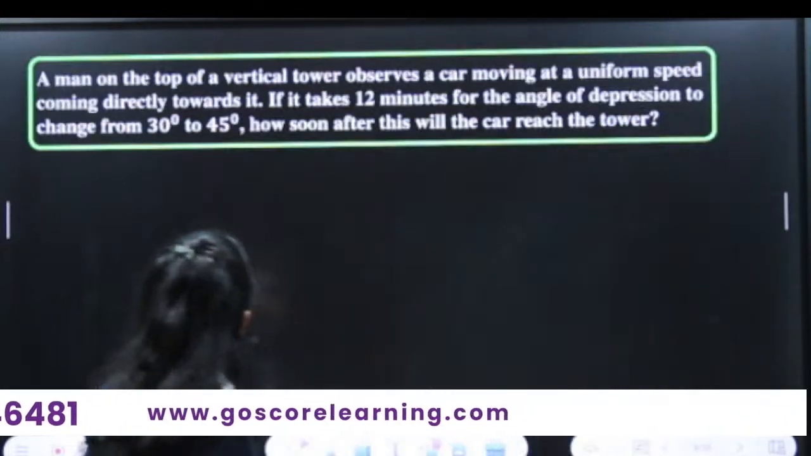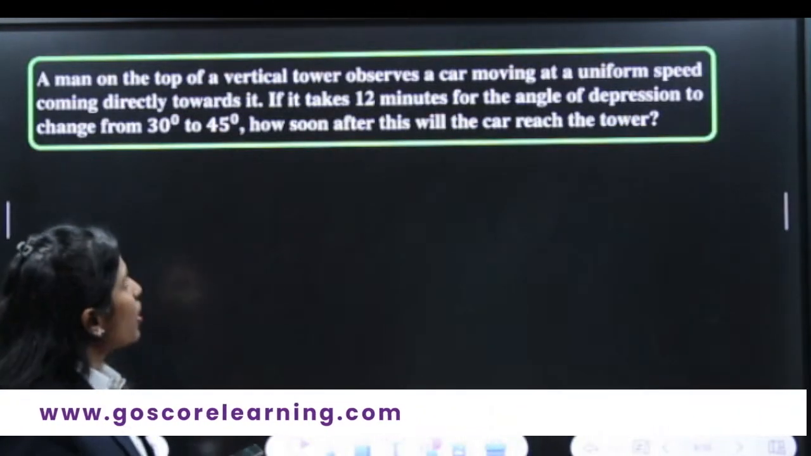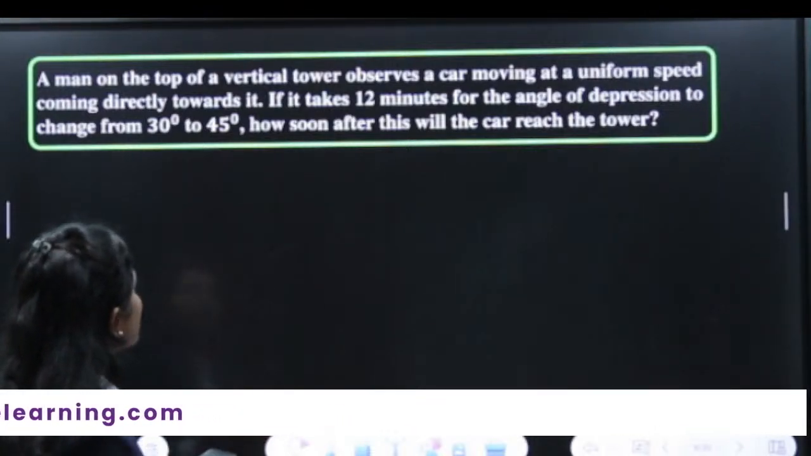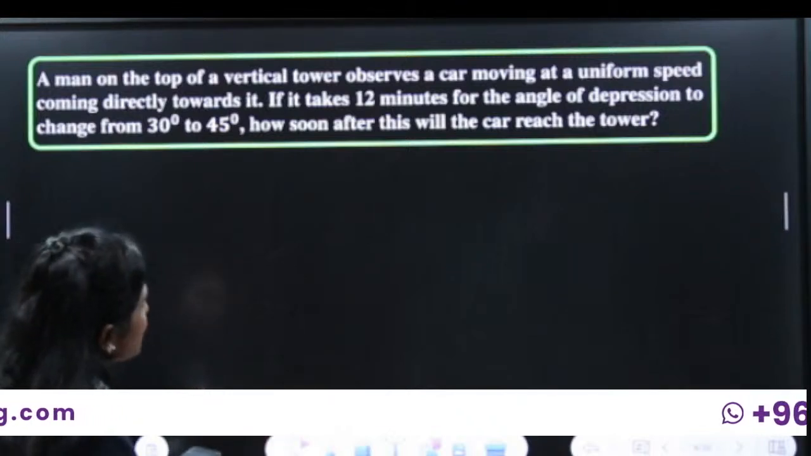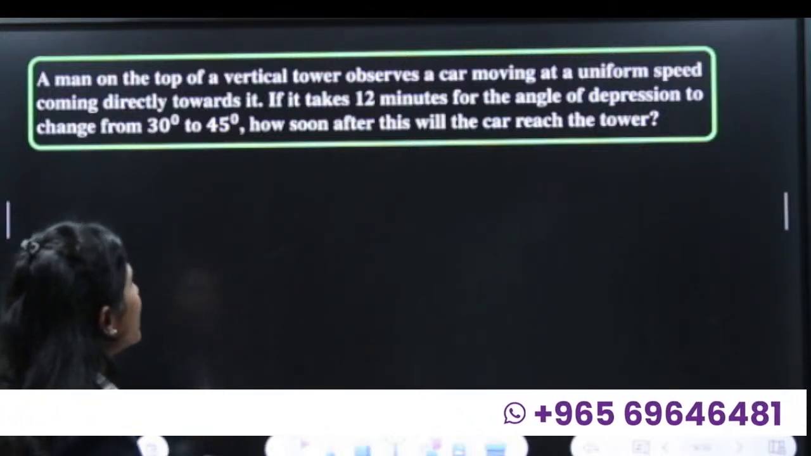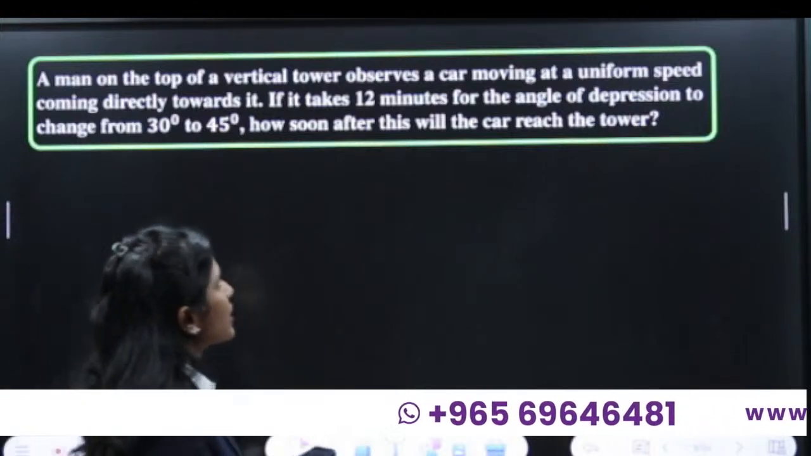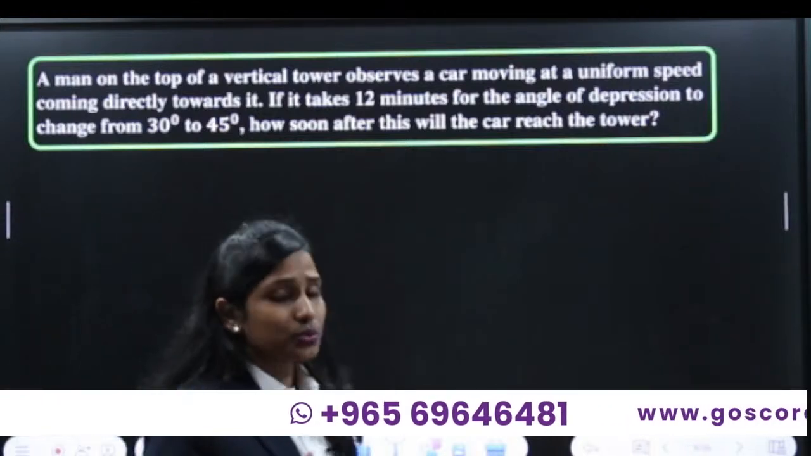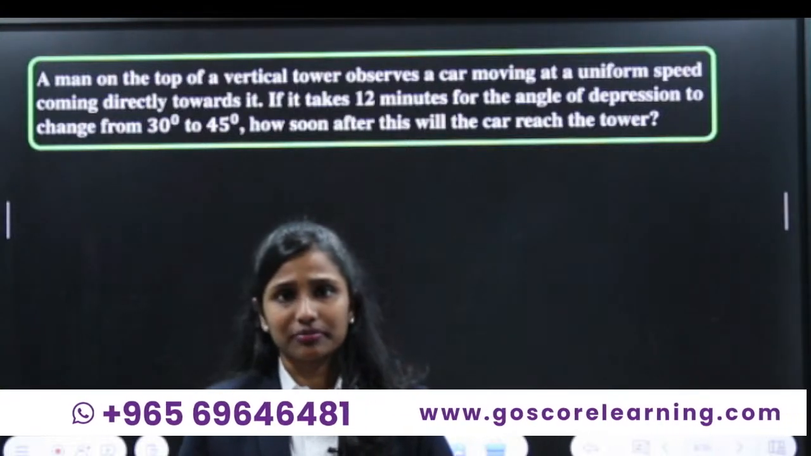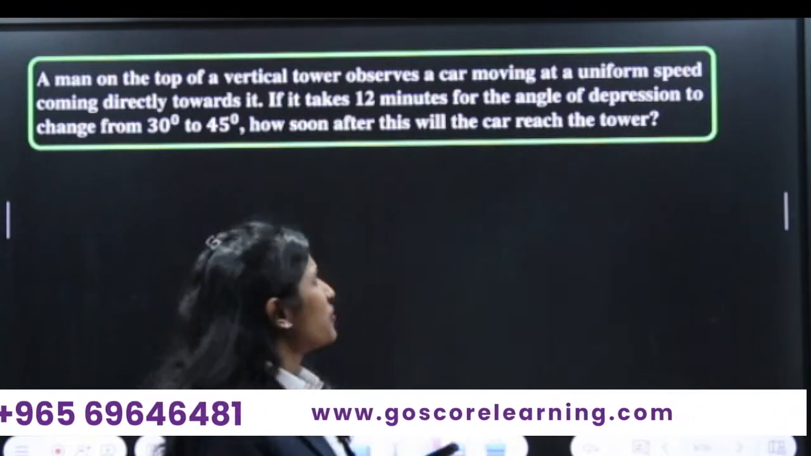A man on the top of a vertical tower observes a car moving at a uniform speed coming directly towards it. If it takes 12 minutes for the angle of depression to change from 30 to 45, how soon after this will the car reach the tower? Tricky question. It is a 5-mark question. They will ask this for 5 marks.